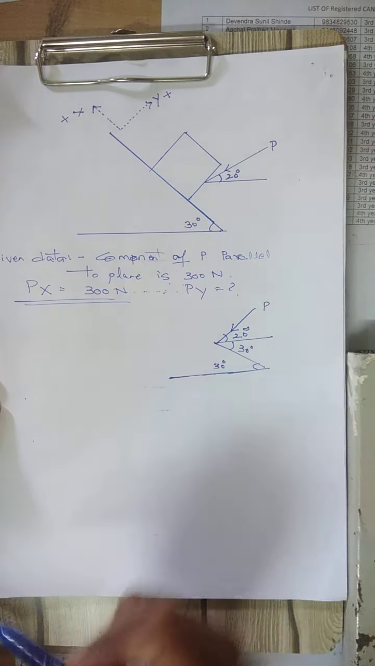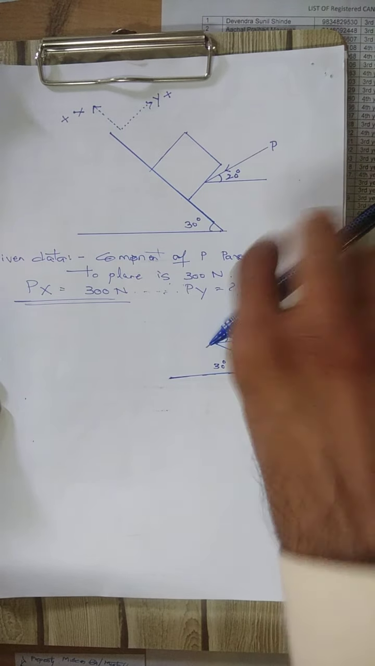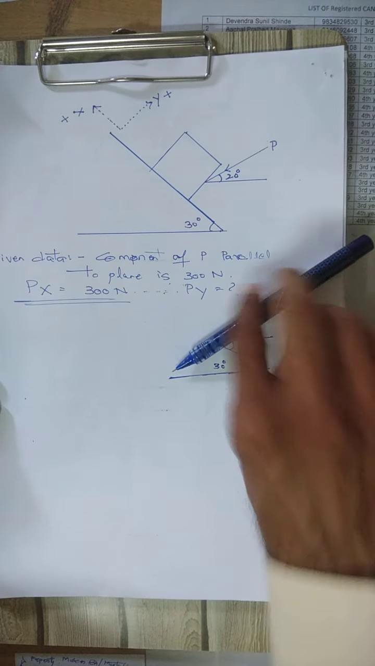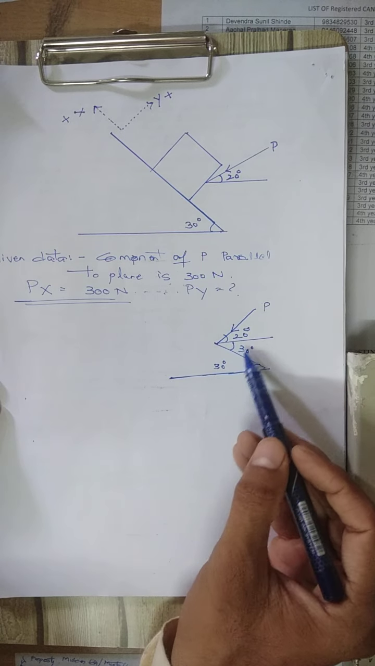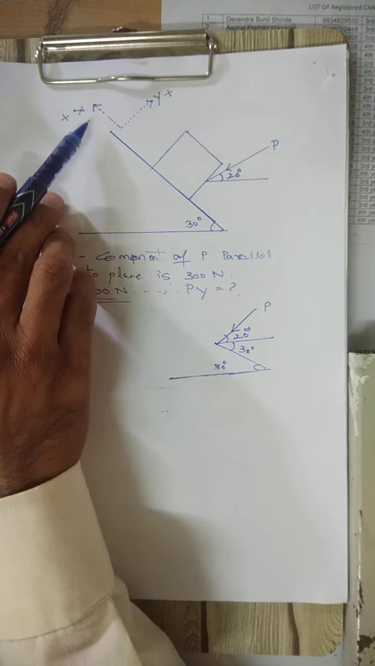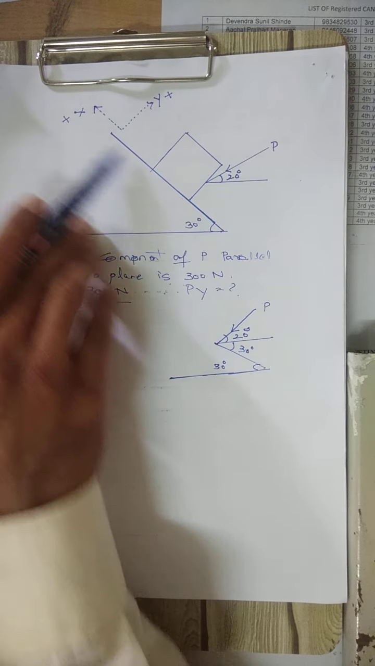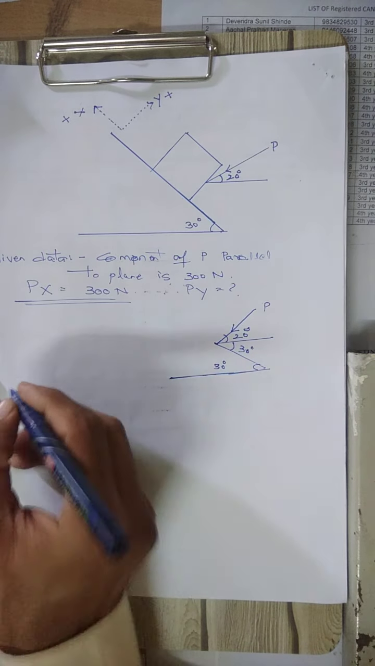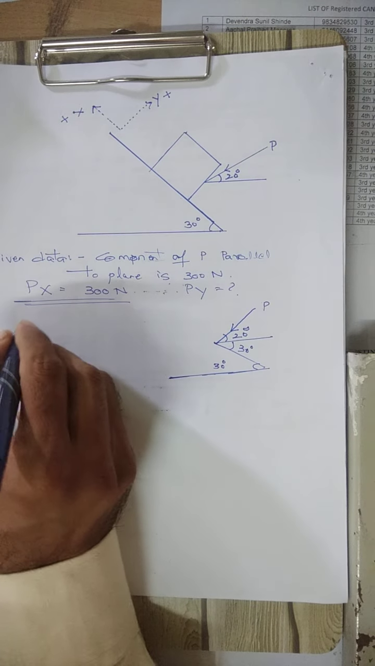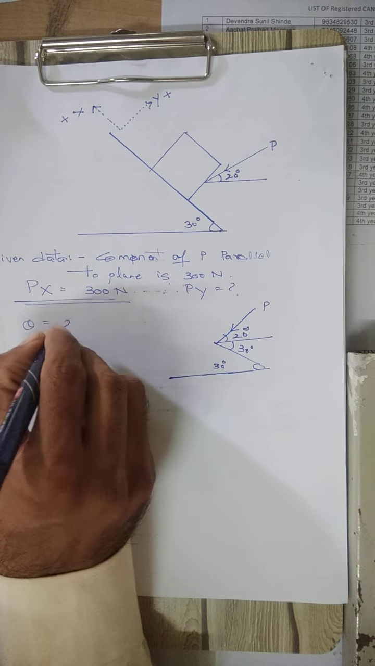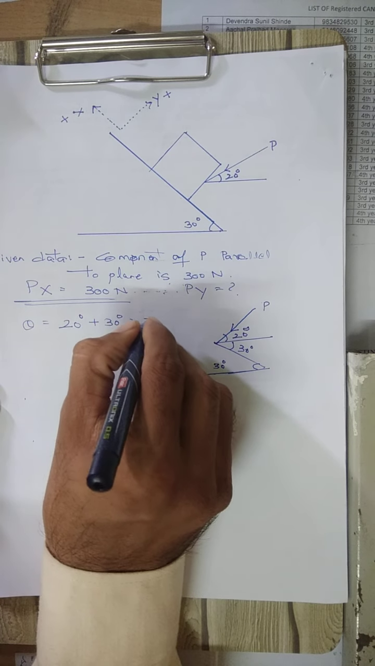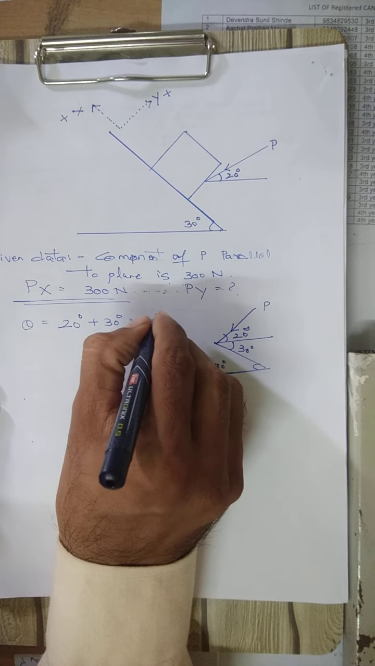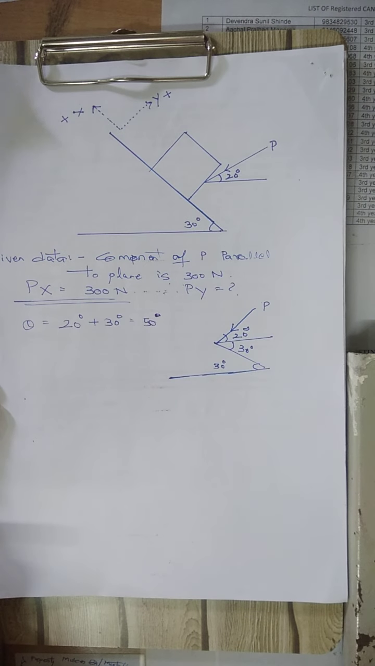So this original angle is 20 degrees. Now we can resolve this. This will be resolved along the plane, and this will be resolved perpendicular to the plane. That means the total angle of P will be 50 degrees when we resolve it along this inclined plane. So theta is equal to 20 degrees plus 30 degrees, that is 50 degrees.